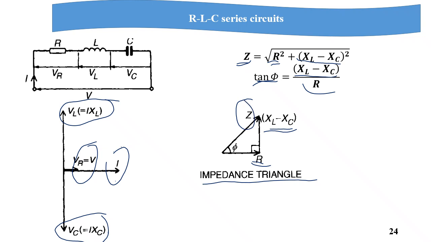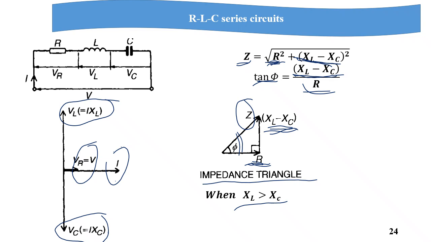Then the equivalent or the resultant, which is the impedance Z, has the magnitude equal to the square root of the real part, R square, plus the imaginary part, XL minus XC all squared, and the angle phi, where tan phi equals the opposite divided by the adjacent, which is XL minus XC divided by R, when XL is bigger than XC.